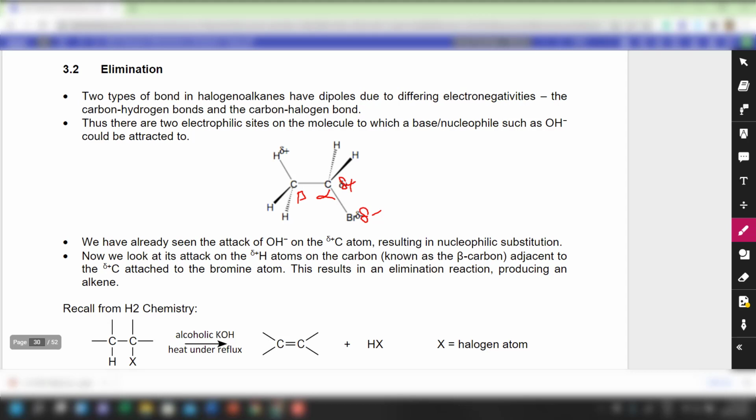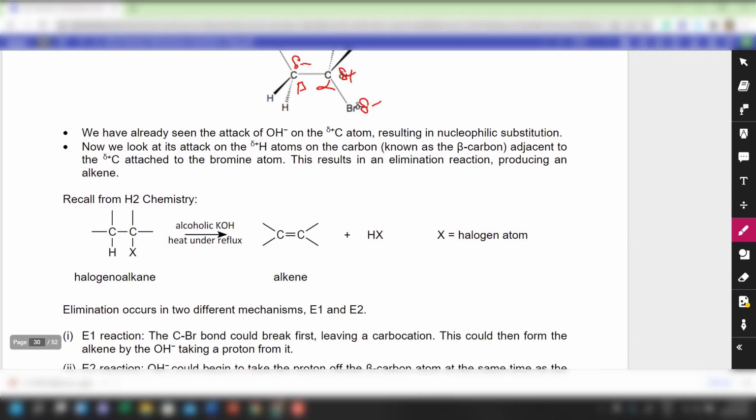Because the alpha carbon takes on a partial positive charge, it will induce a partial negative on the beta carbon, and at the same time the H bonded to the beta carbon, known as the beta hydrogen, will have a partial positive charge induced. That makes the beta hydrogen slightly acidic. So if we have a strong enough base, we will effect elimination, and this is exactly what is happening here. I did mention in the H2 lectures that such elimination is known as beta elimination.